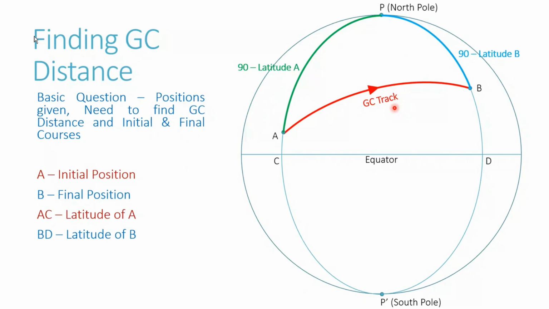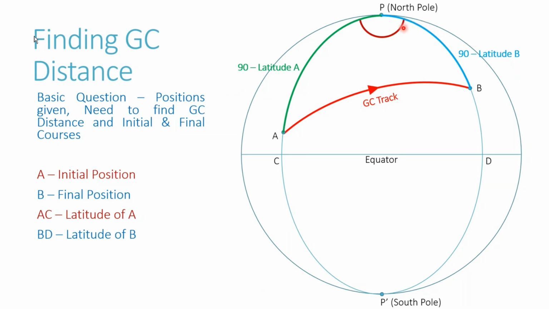Okay, so we have a spherical triangle, and in this triangle we have already identified the two items which we know. One is side Papa Alpha, which is colat of A, known to us as the latitude is available to us in the question. The second side, Papa Bravo, which is the colat of B, is again available to us as the latitude of B is given to us. Now let's try to see what other information is available here.